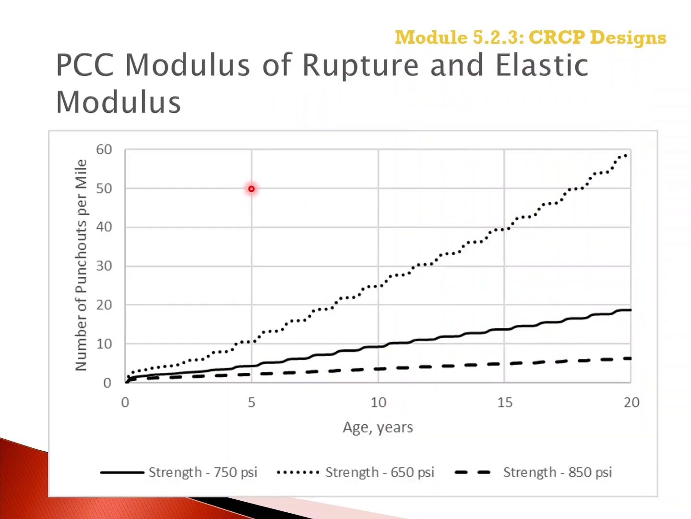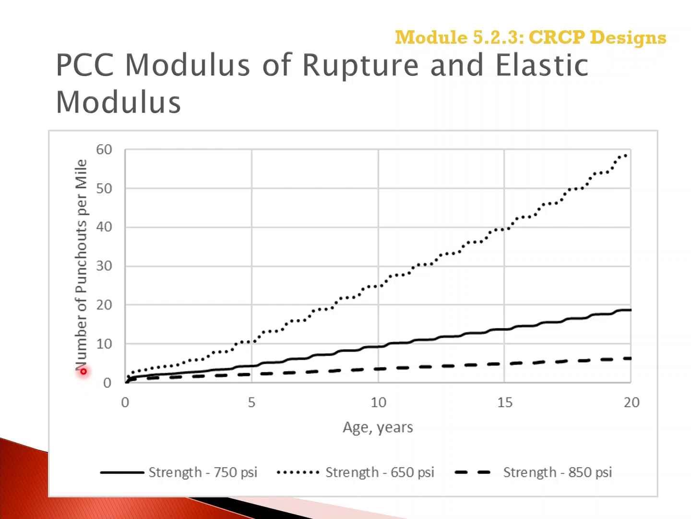The concrete flexural strength or modulus of rupture also has a significant impact on the number of punch-outs per mile that are predicted by the Pavement ME software. The graph displayed on this slide shows the impact itself. Increasing the strength or modulus of rupture and keeping all other concrete properties the same increases the allowable number of load repetitions and thus reduces fatigue damage. This will reduce the number of punch-outs per mile.